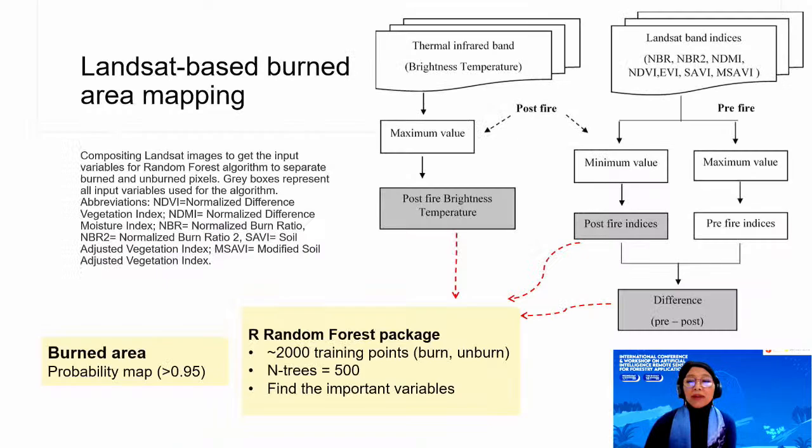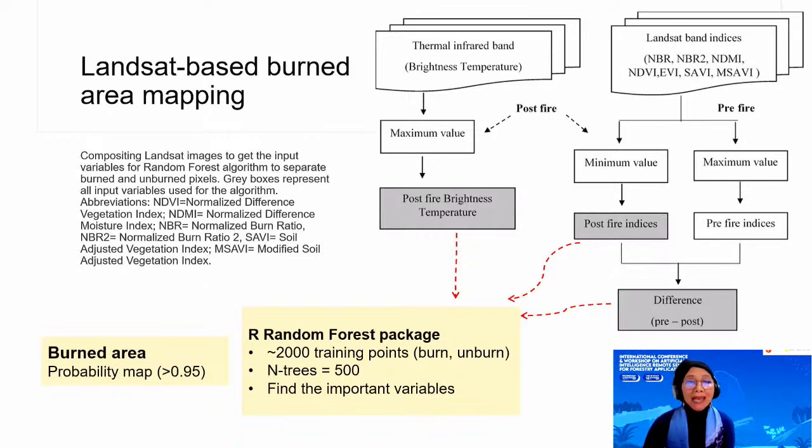Here's the method to derive a Landsat burn area map. We use machine learning, a random forest model. We use several indices that were found previously useful for burn area applications, including NBR, NBR2, EVI, SAVI, MSAVI, and also the thermal infrared band. First, we define the post and pre-fire images based on the timing information from the MODIS active fire product. And then from each index, we calculate the pre and post-fire difference indices. We also selected the maximum brightness temperature of the Landsat thermal band. We use our random forest package to run this model. We pull all of the input into that package.